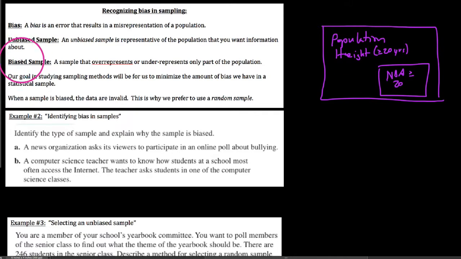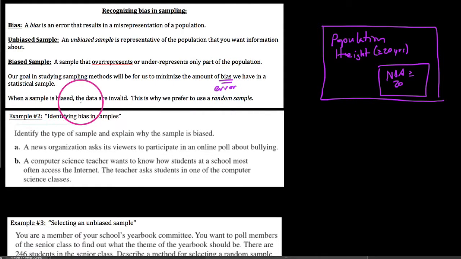So what we're looking to do is look at how we could get as much as possible an unbiased sample. And an unbiased sample, as we look at this, is representative of the population that you want information about. And so if we want information about 20-year-olds or older and their height, then we want to get a really unbiased sample here that would represent our population very well. So our goal in studying sampling methods basically will be for us to minimize the amount of bias we have in our statistical sample. But the way we look at bias is also this: minimize the amount of error that we have when reporting about the population based upon a subpopulation or a subgroup of the population.